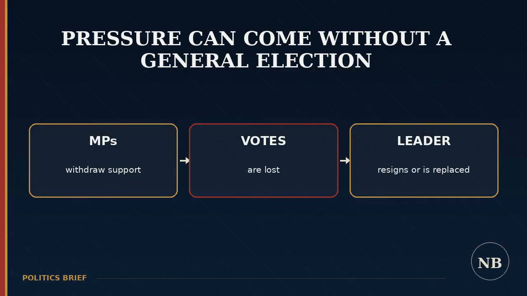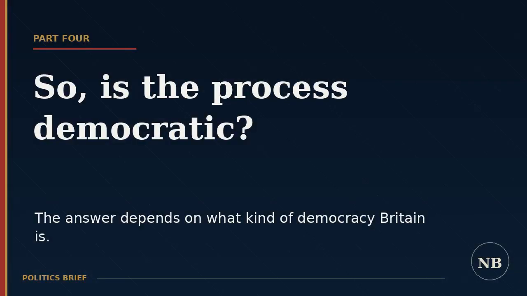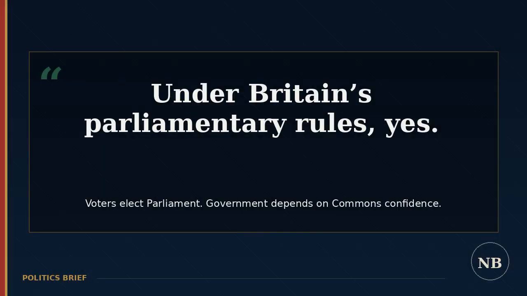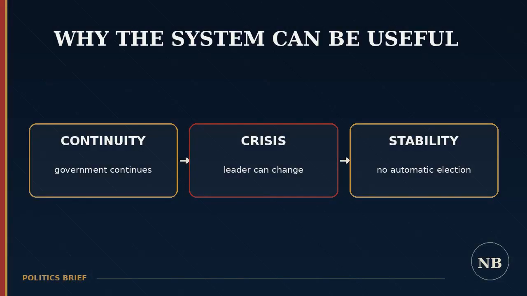So, is it democratic for Britain to change Prime Minister without holding an election? According to the rules of Britain's parliamentary system, yes. The public elects members of Parliament. A government is formed by whoever can command the confidence of the House of Commons. If the leader changes but that parliamentary support remains, the government can continue. This system has practical advantages. It allows the country to replace a leader who resigns, becomes ill, loses the support of colleagues, or is removed during a national crisis without automatically forcing an immediate election. It can provide continuity when government must continue functioning.